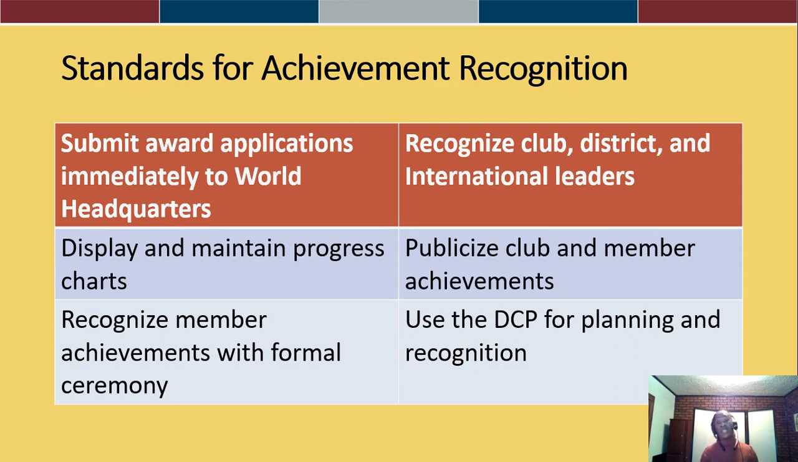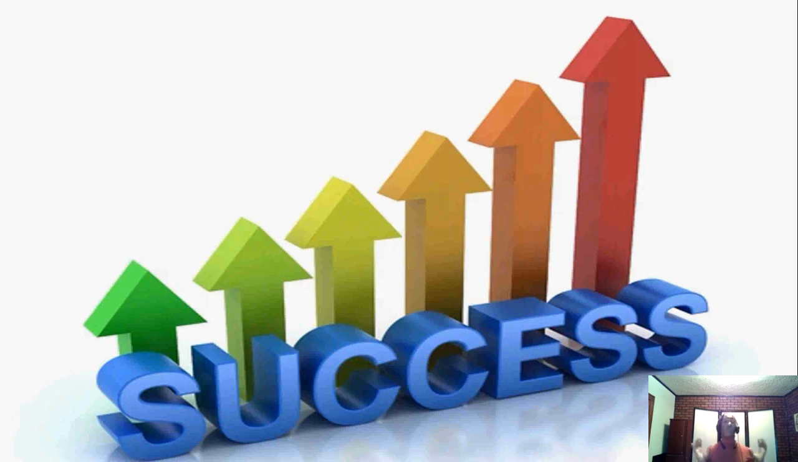And then last but not least, make certain that you're using the DCP for planning and recognition, meaning make certain you're using the Distinguished Club Program for being able to plan your club meetings. Now, the Distinguished Club Program is something we will look at in a moment. However, I want you to take a moment and do a rating for your club with our achievement recognition standard. How many of those 6 elements for achievement recognition is your club already consistently doing? Were you able to give yourself 6 points there, or did you find that you only gave yourself 1 point?